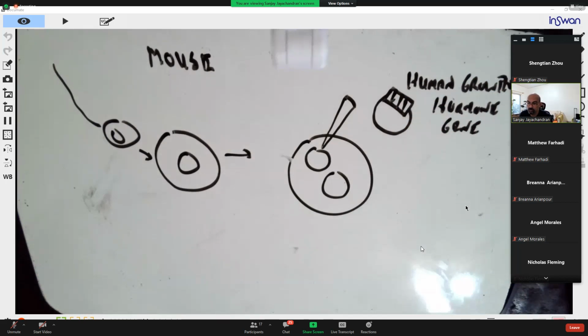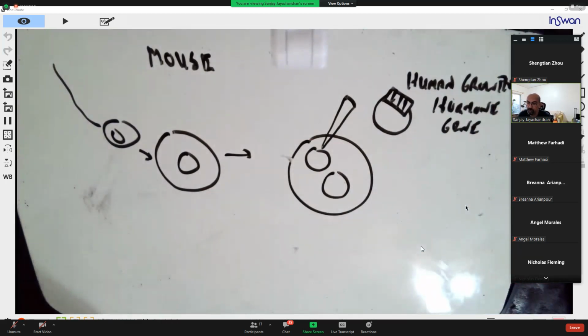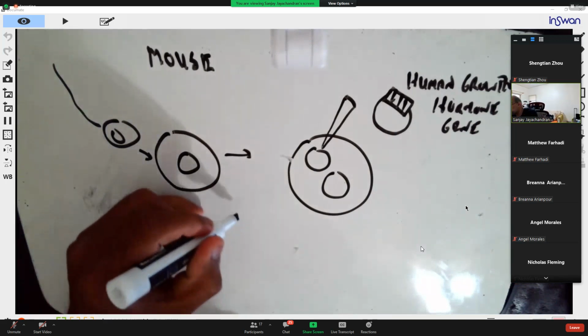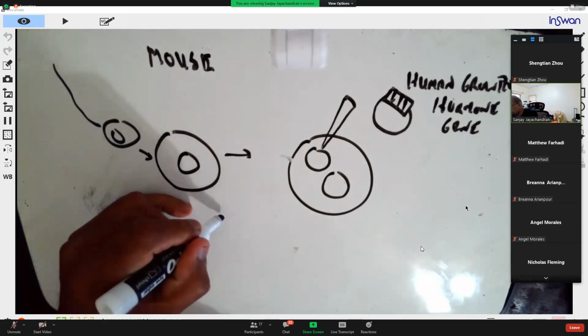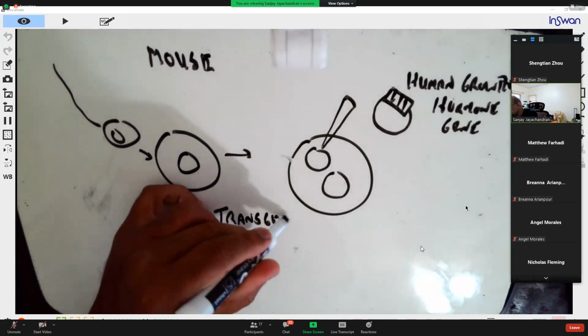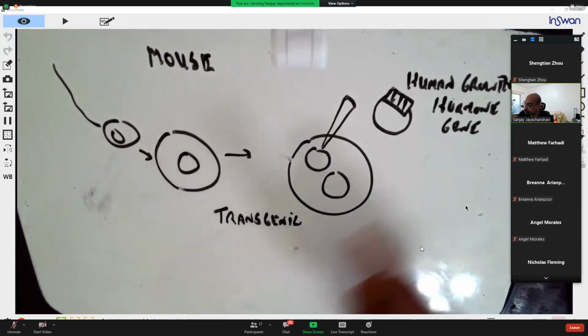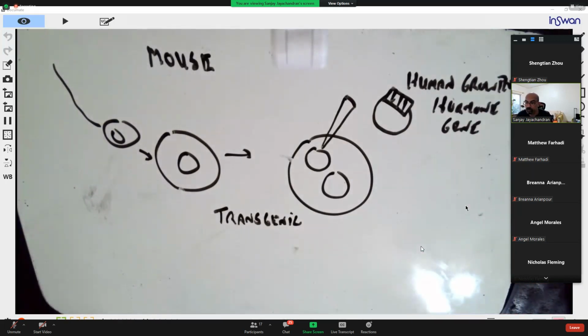So what kind of mouse am I going to get? Say I get a mouse after 2 generations that expresses the human growth hormone gene in every single cell of its body. That kind of animal is, by the way, called a transgenic. Transgenic means it's expressing a foreign gene. Foreign because this is a human growth hormone gene. So what kind of mouse am I going to get?